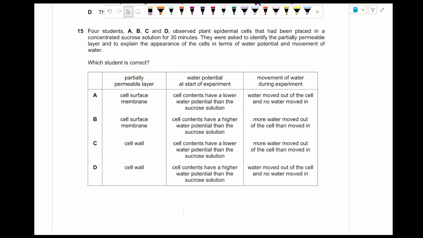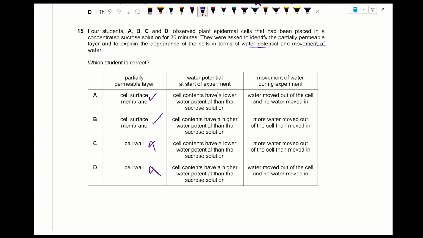Question number 15. 4 students observed plant epidermal cells that had been placed in a concentrated sucrose solution for 30 minutes. They were asked to identify the partially permeable layer and to explain the appearance of these cells in terms of water potential and movement of water. Which student is correct? So, we must identify that partially permeable membranes are the cell surface membranes only, since cell walls are freely permeable. Therefore, these are incorrect.